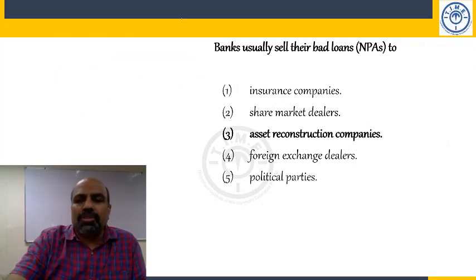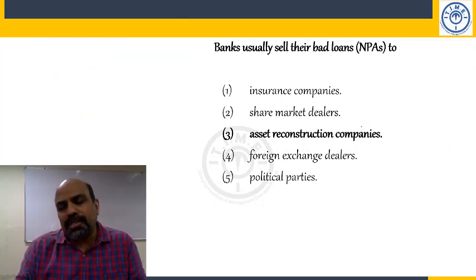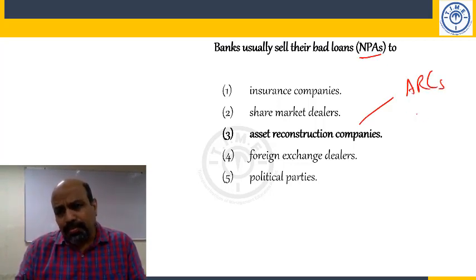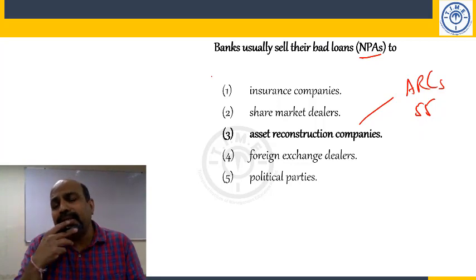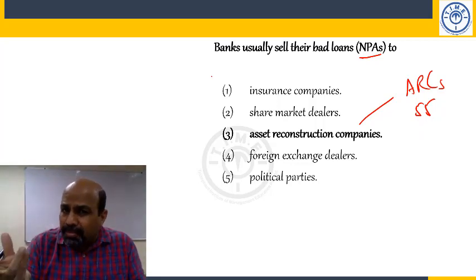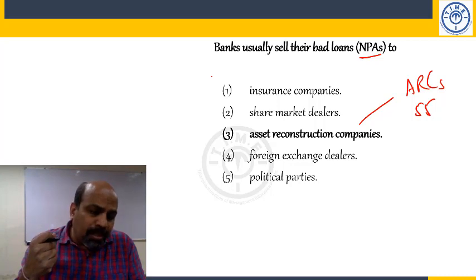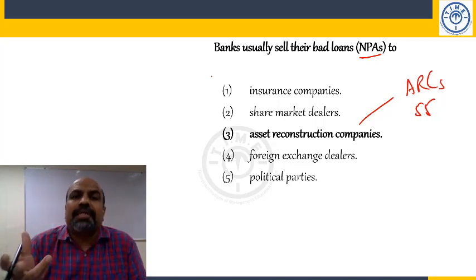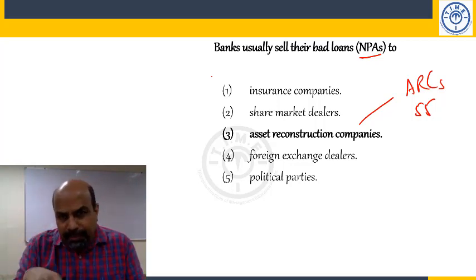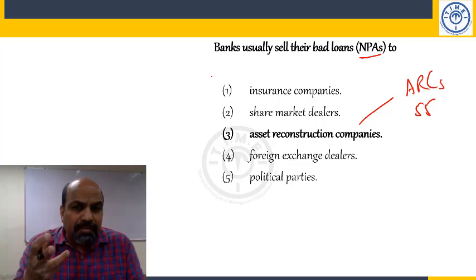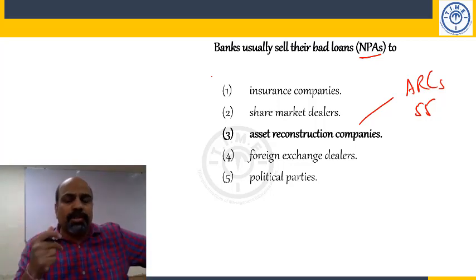Banks usually sell their bad loans to asset reconstruction companies. These asset reconstruction companies, ARCs, buy bad loans from banks at a discount. Let's say they buy at 55 rupees when the loan is 100 rupees. The bank sells because it has failed to get back this money from the borrower, and it would take ample resources to recover it. So the bank is taking a cut, a loss of 45 rupees.